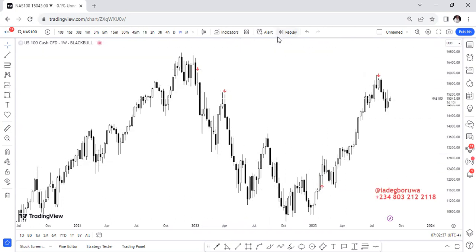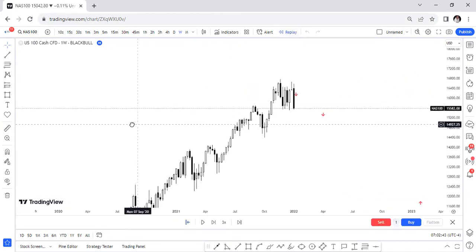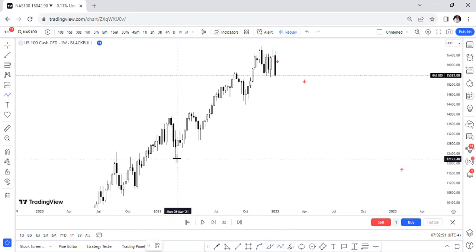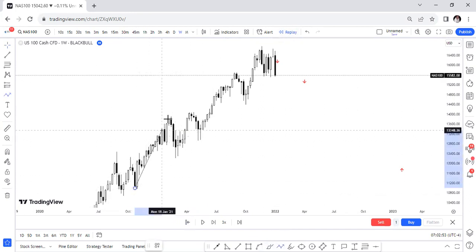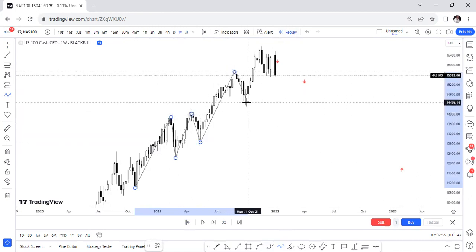So now let's take out this. We'll take out this. Right. So price has been going up, moving up, higher high, higher low, higher high, higher low, steadily. Then you can see this. This is the move down.